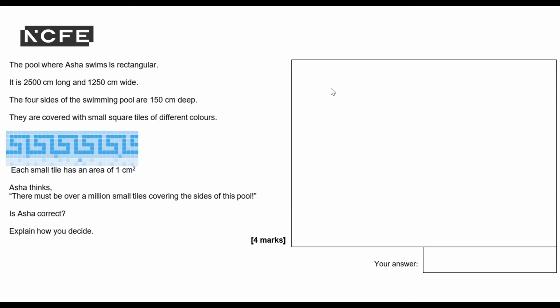So "explain how you decide" is just another way of saying show your working. Now, I might choose to draw a picture of the swimming pool, and I'm not going to put this in the answer box, because if you're doing an online assessment, you can use scrap paper, but nobody's ever going to see it. This is just a drawing for me to see. The examiner's not going to see it, so I don't need to worry too much.